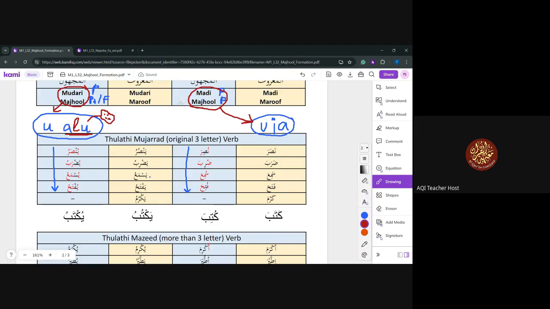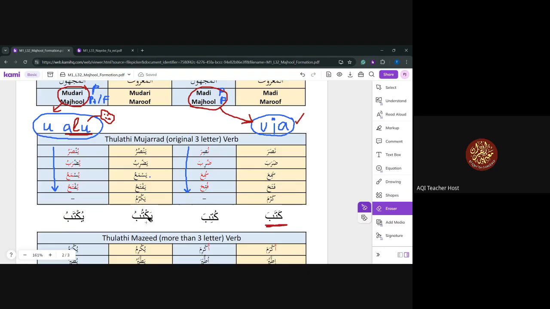So, for example, if you take the word kataba, it's a Madi form, Madi Maruf. If you apply the UIA pattern for Madi Majhul, you say kutiba. So that's the Madi Majhul. You got your passive form. The Mudari of kataba is yaktubu. So when you apply the pattern u'alu over here, it would be yuktabu. So this is the Mudari Majhul for the word kataba.